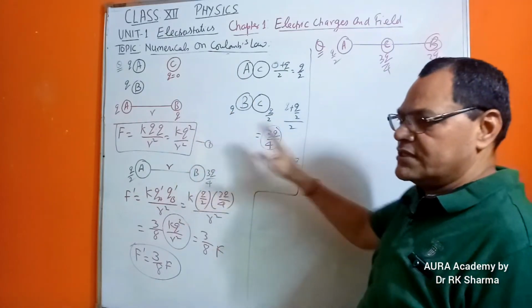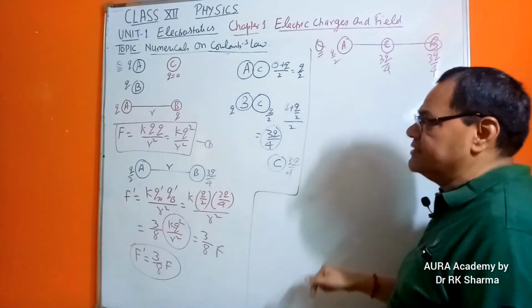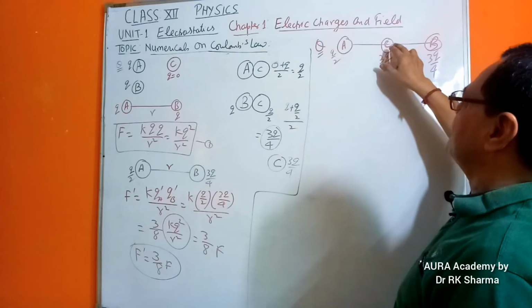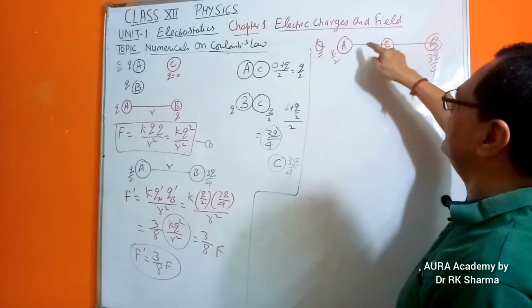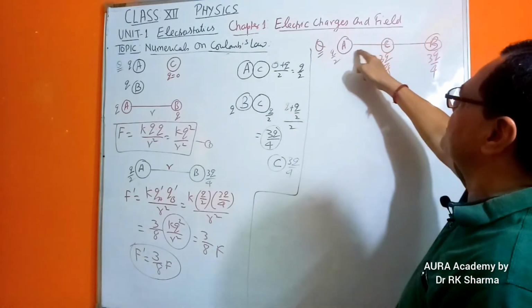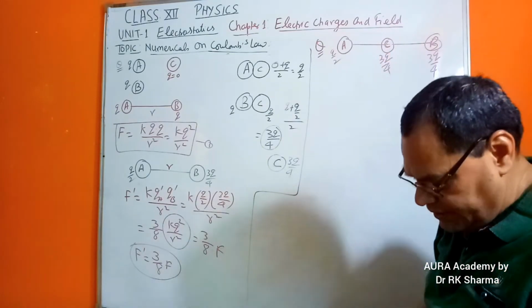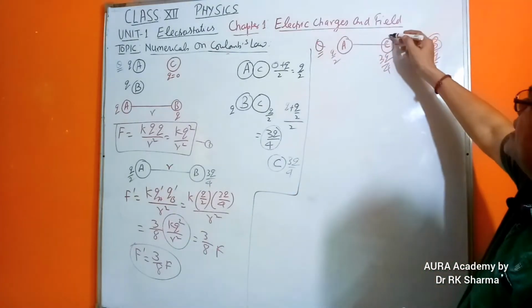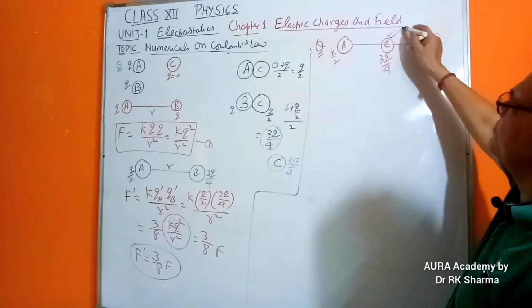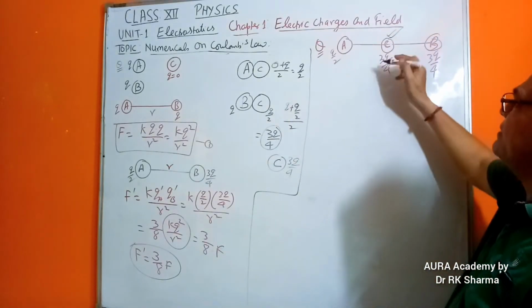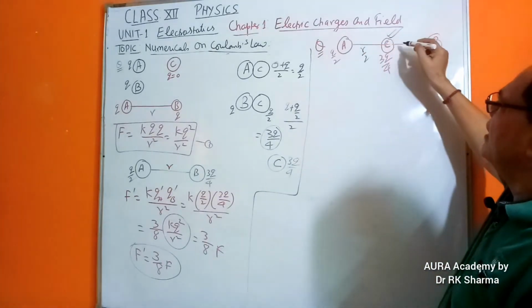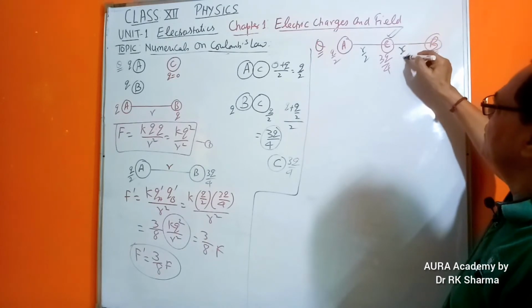In this case it was removed, but now the new question says this sphere C is placed at the midpoint or the center between A and B. So find the new force at this. So we have to find out the force here. Being the midpoint, the distance will become r by 2, r by 2. Alright?